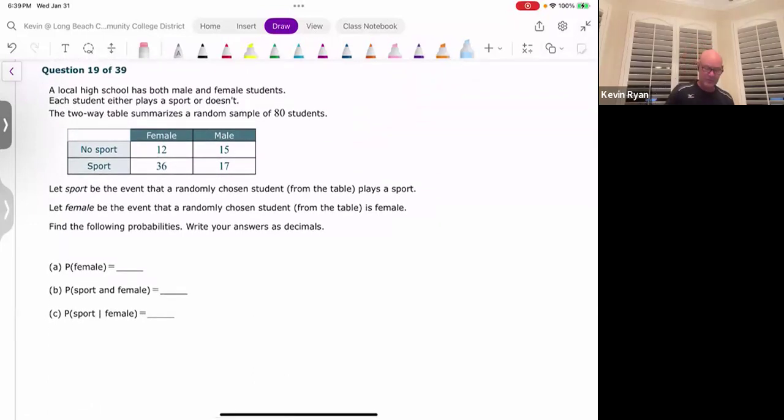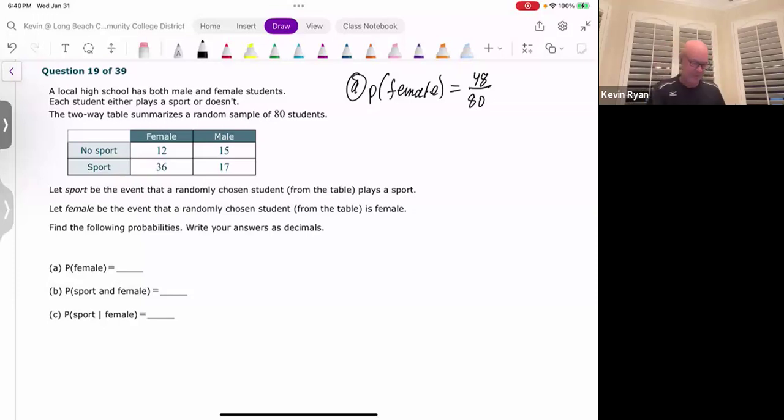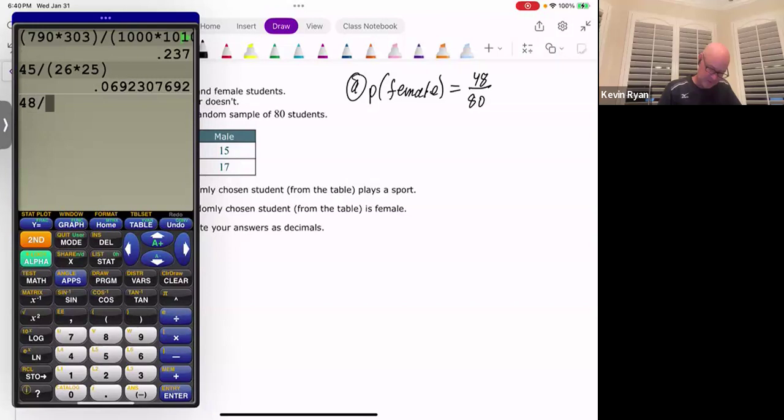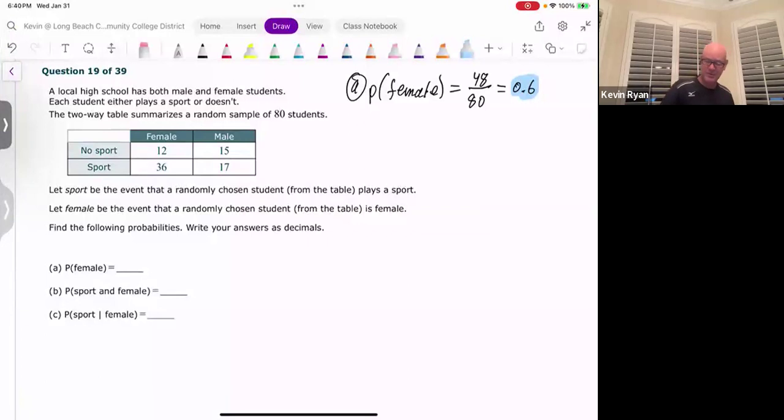A local high school has both male and female students. Each student either plays a sport or doesn't. Here's our two-way table, sometimes called a contingency table. All right, so let's start here. Part A. Probability female. So bottom will be 80. And how many females are there? There's 12 plus 36. That's going to be 48. Meaning 60% of these people are female.